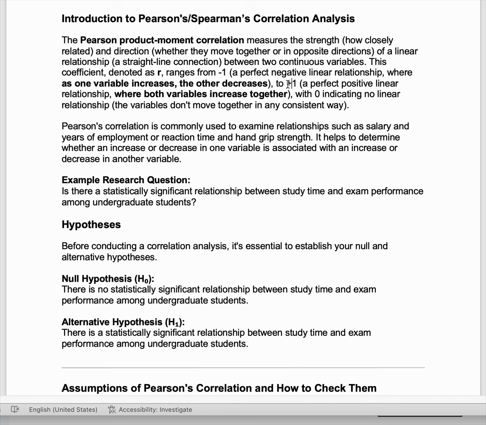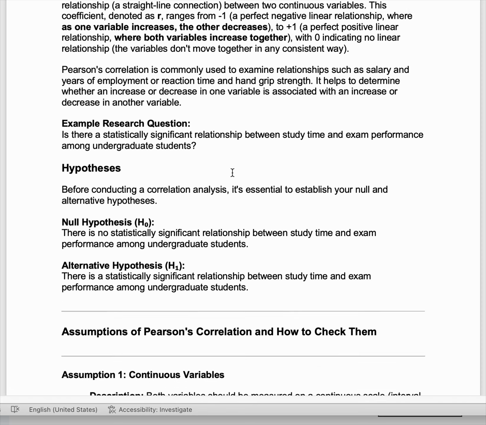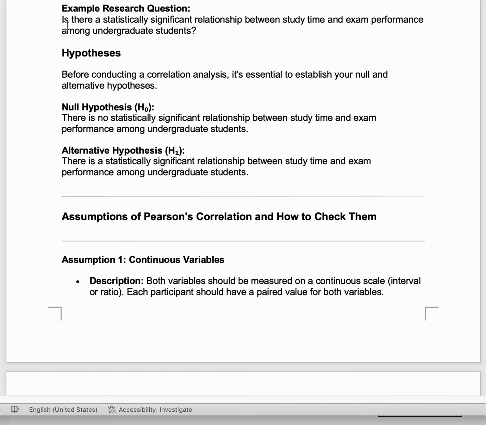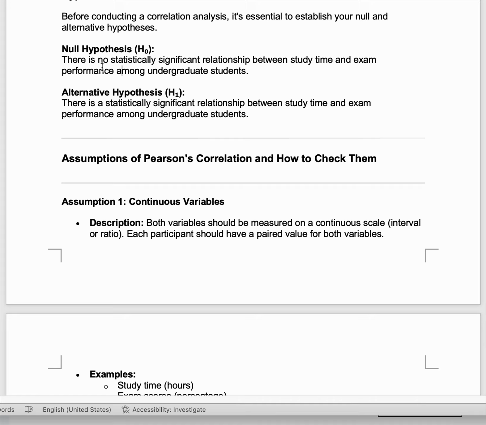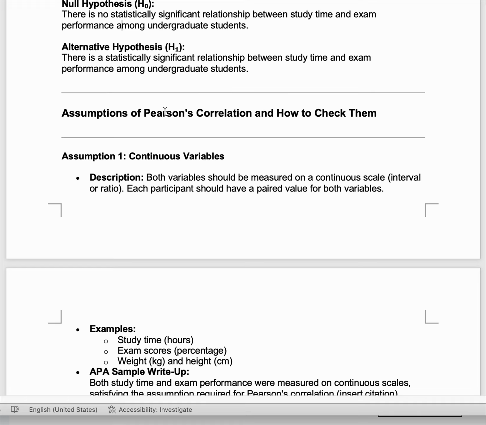The closer the value is to 0, the weaker the relationship, with exactly 0 meaning there is no relationship. Ideally, we want something like -0.75 or +0.8, because we want to be as close to 1 and -1 as we can be. Our example research question is: is there a statistically significant relationship between my two variables? My null hypothesis is that there is no statistically significant relationship between those variables, and my alternate is that there is a statistically significant relationship between those variables.